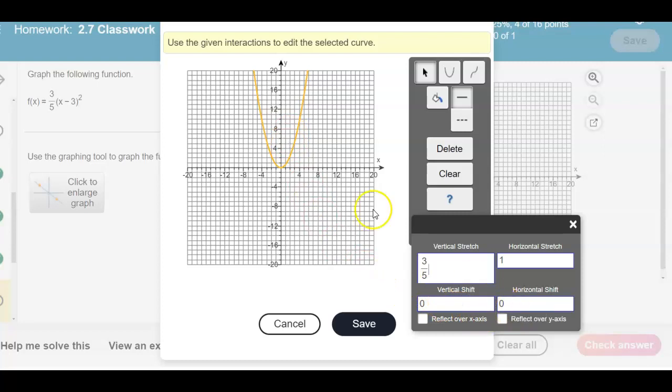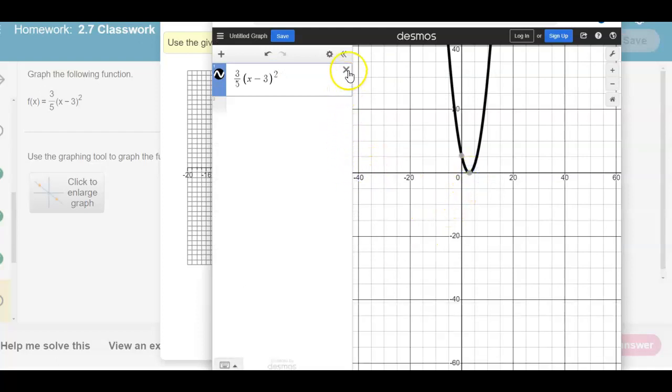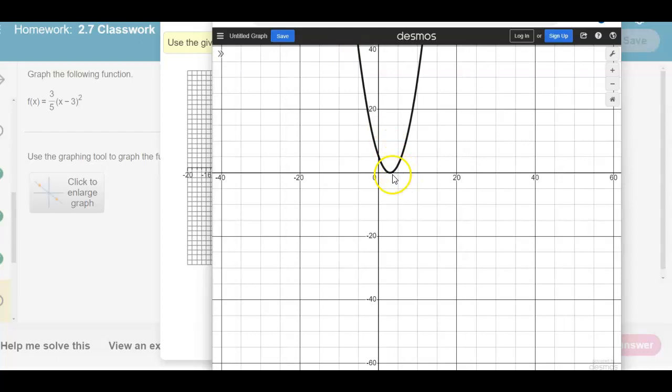Now it's a horizontal shift. So are we moving it to the left, or are we moving it to the right? Well, since it's minus 3, that means we're moving it to the right 3 units. So let's go ahead and put in 3 and press enter. So does that look like the graph that we graphed on Desmos? Okay, so that's what it's going to look like here.